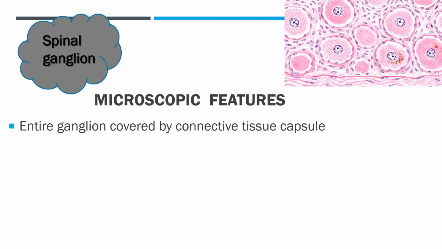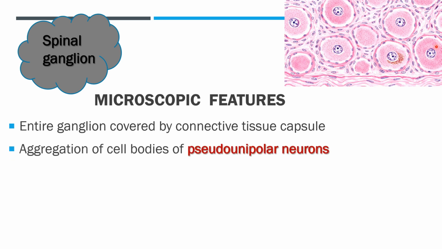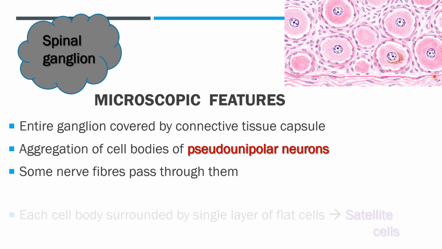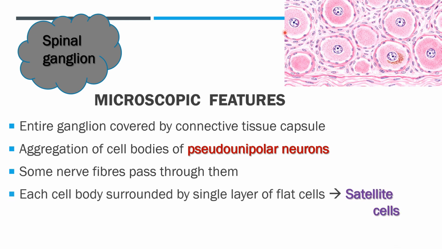We have the entire ganglion covered by a connective tissue capsule, and it's an aggregation of cell bodies of pseudo-unipolar neurons. This is a high power view showing the pseudo-unipolar neurons. There are some nerve fibers that also pass between the groups of pseudo-unipolar neurons, and each cell body is surrounded by a single layer of flattened cells. These flattened cells are called the satellite cells or the capsular cells.